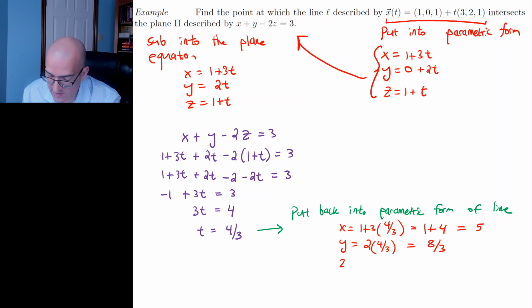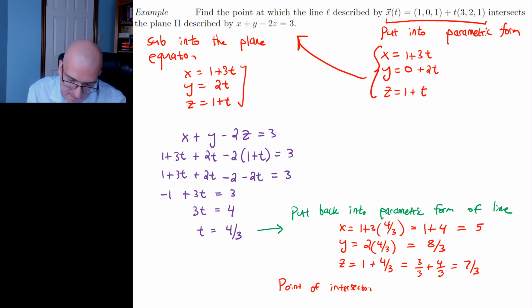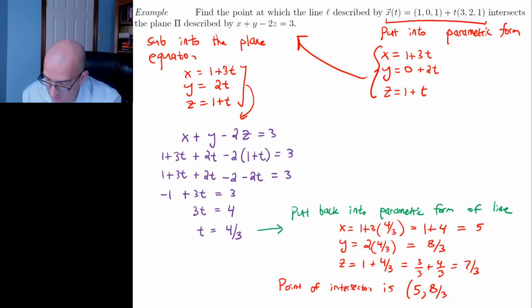And then z is equal to 1 plus t, so 1 plus 4 over 3. We need to make a common denominator, so 3 over 3 plus 4 over 3, which is 7 over 3. So our point of intersection is (5, 8/3, 7/3).